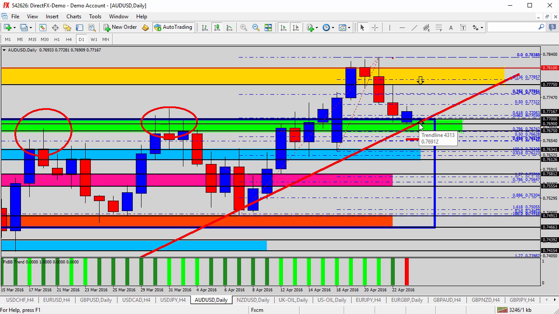If you're going to go short, well, there's no reason to go short at the current moment. The only reason I would even consider going short is if it breaks under the green zone or goes back to the yellow zone for the Australian dollar this week.